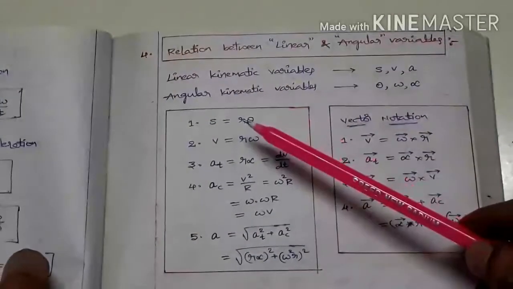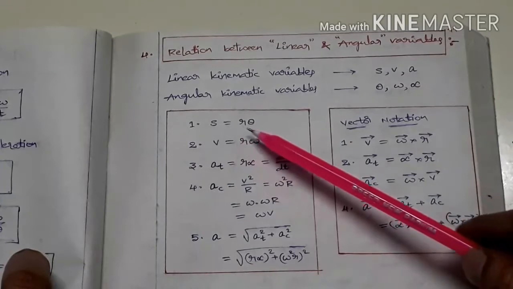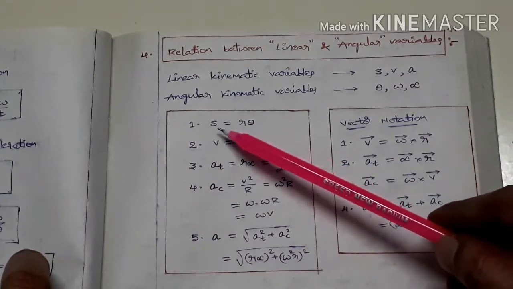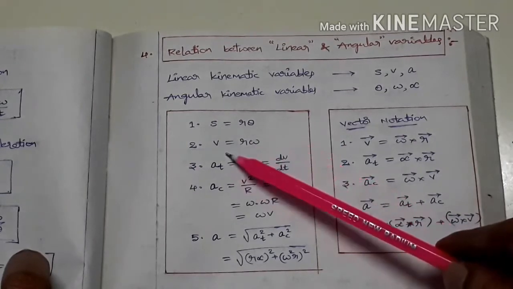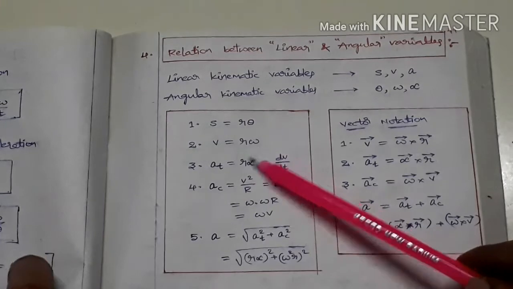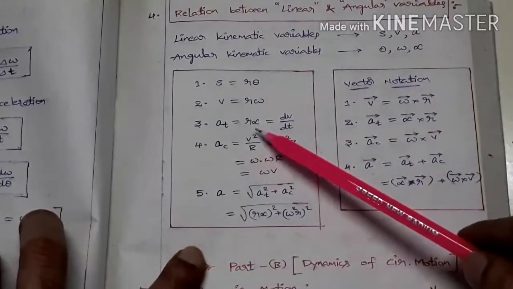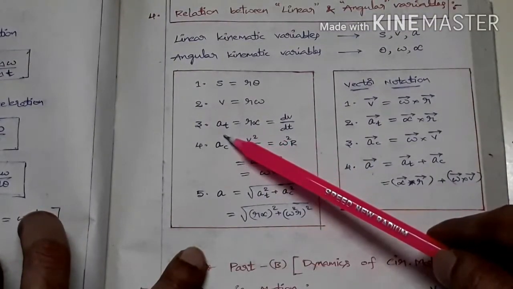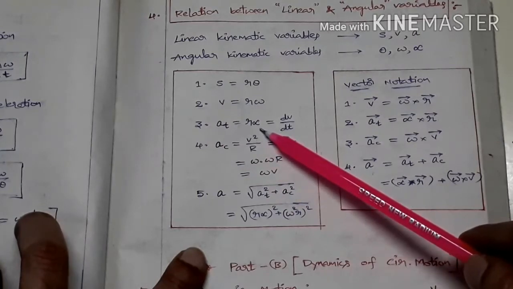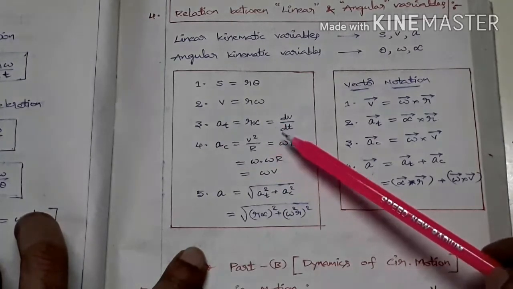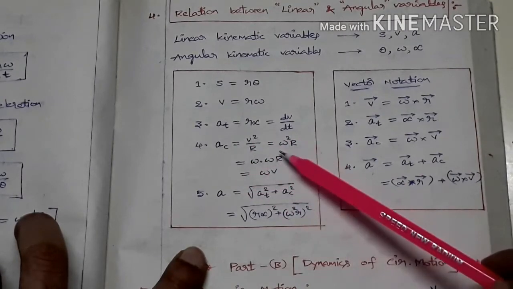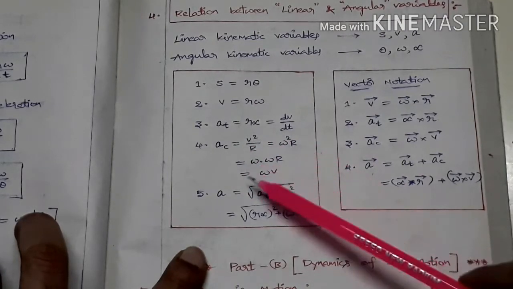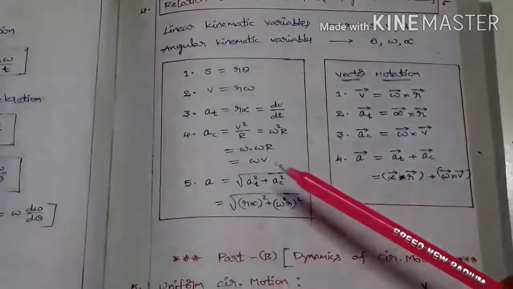See the relations. One, s equal to r theta, linear displacement equal to radius into angular displacement. v equal to r omega, linear velocity equal to radius into angular velocity. a_t equal to r alpha, tangential acceleration equal to radius into angular acceleration. And a_c, centripetal acceleration, equal to v square by r, that equals omega square r, or this can be written as omega into v.